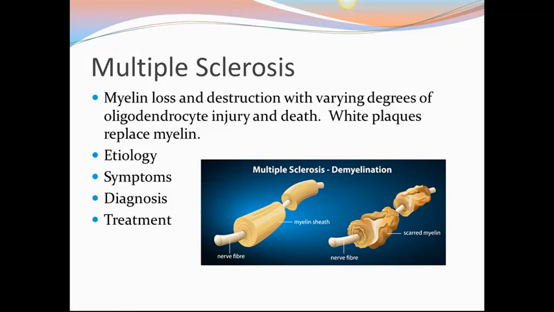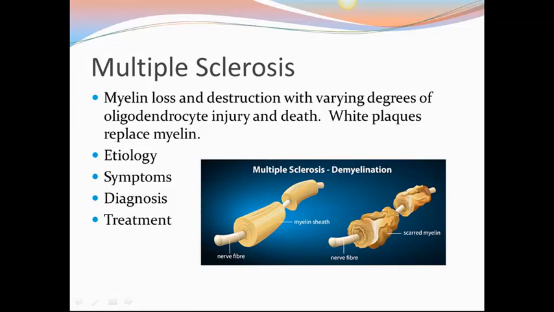Multiple sclerosis is where the myelin is lost and there's destruction to the myelin with varying degrees of oligodendrocytes that are injured and die. White plaques replace the myelin. The etiology is unknown but is thought to be an autoimmune disorder or viral infection. Symptoms include nerve pain, weakness, loss of coordination, visual impairment, and speech disturbances. Diagnosis is history and physical, MRI scan, and a spinal tap. Treatment, there is no cure. Several drugs suppress the immune system, for example, Tecfidera and Avonex are very common drugs for multiple sclerosis.